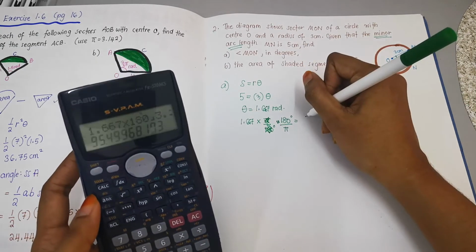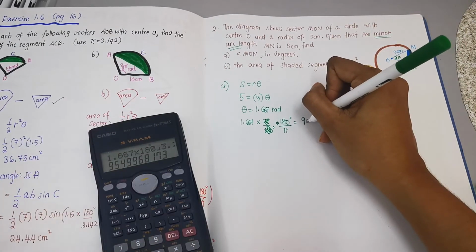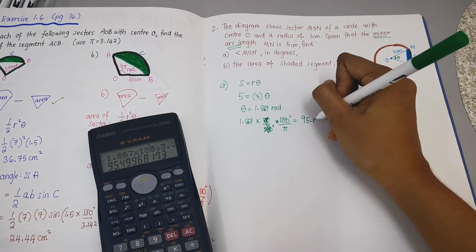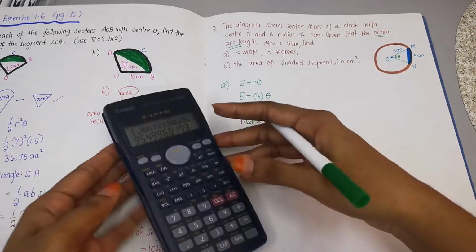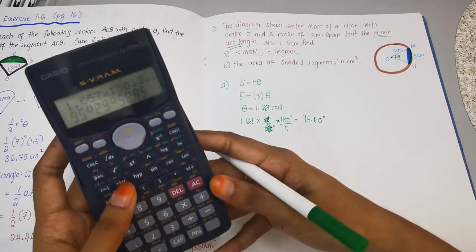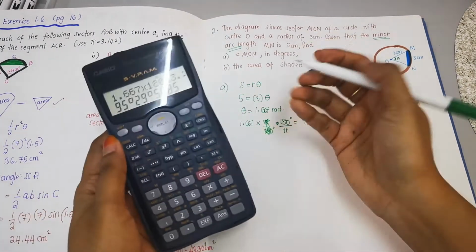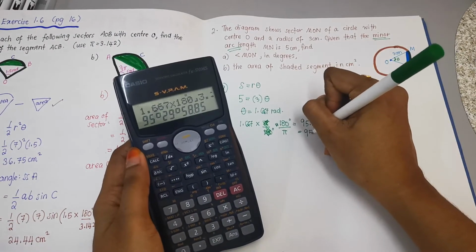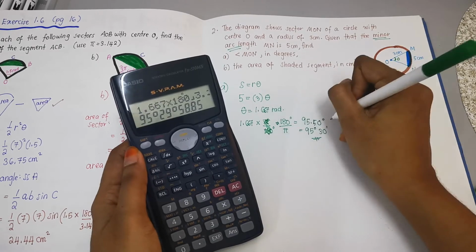So I'll get 95.49, or you can put 95.50 degree. They ask in degrees, right? If they ask in degrees and minutes, then you can give 95 degrees 30 minutes. So you can give these two answers.